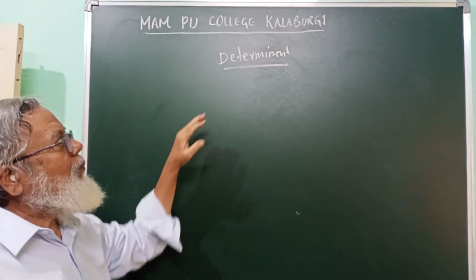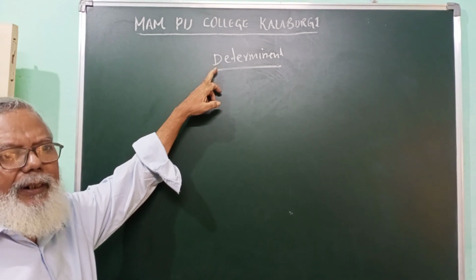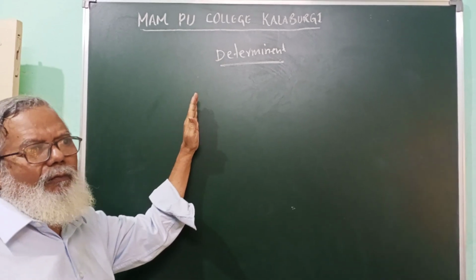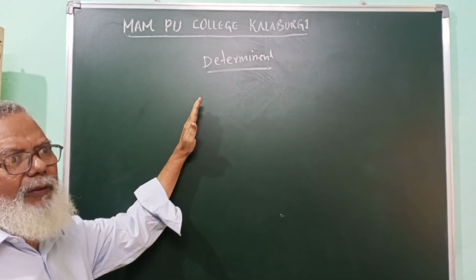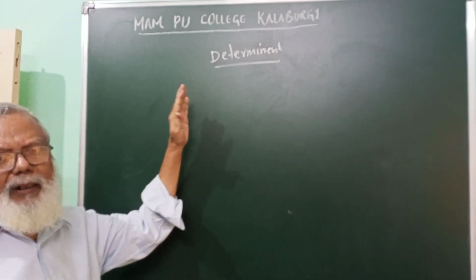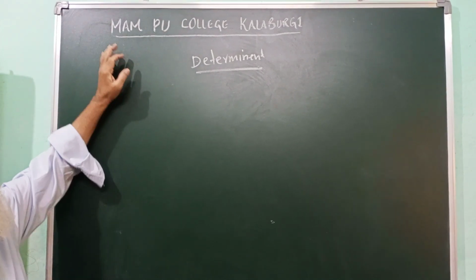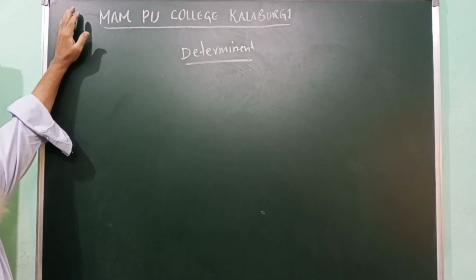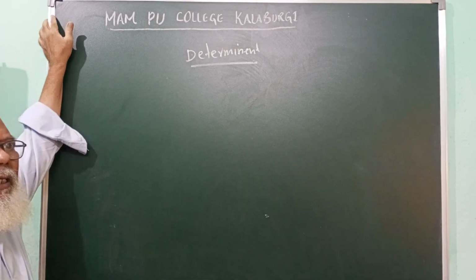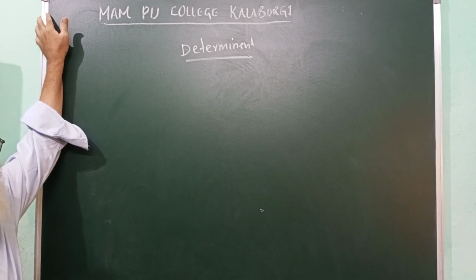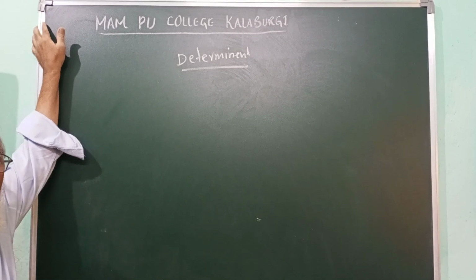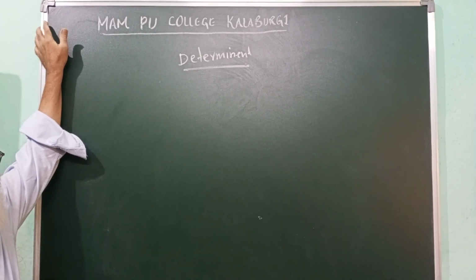So today our topic of discussion is determinant. Now we know what is a matrix. So there is a connection between the matrix and determinant. A determinant is a function from the set of square matrices to the set of numbers. The numbers can be real or they can be complex.